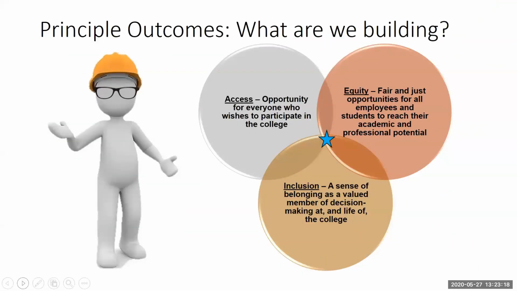So here are our principal outcomes. What are we building? Access, opportunity for everyone who wishes to participate in the college. Equity, fair and just opportunities for all employees and students to reach their academic and professional potential. Inclusion, a sense of belonging as a valued member of decision-making at and life of the college.